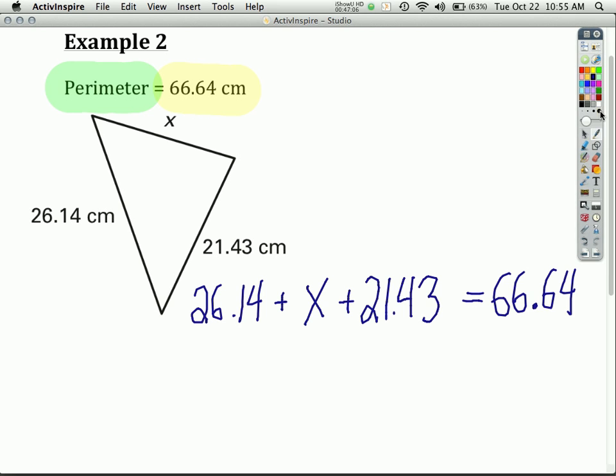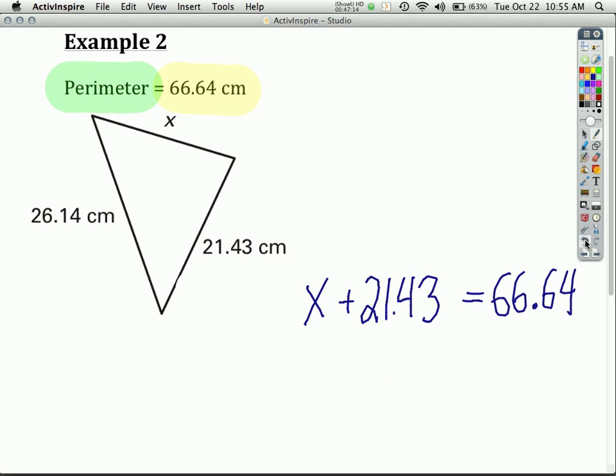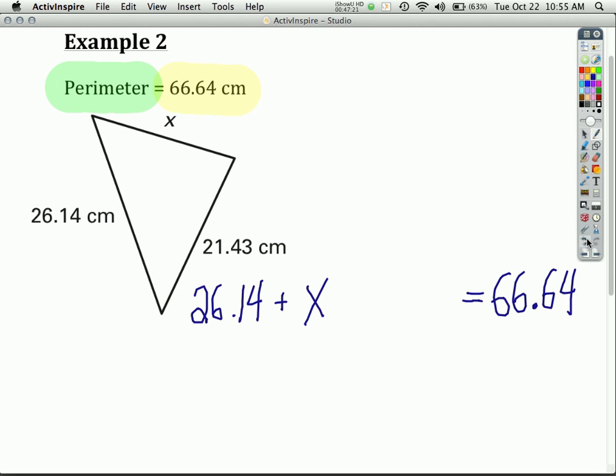Now, it would be nice if the equation looked like this, because I know how to solve that, but it doesn't. And it would be really nice if the equation looked like this, because I know how to solve that, but it doesn't. So how do I get it to go from this to looking like that? What do I have to do to change it? Mia?